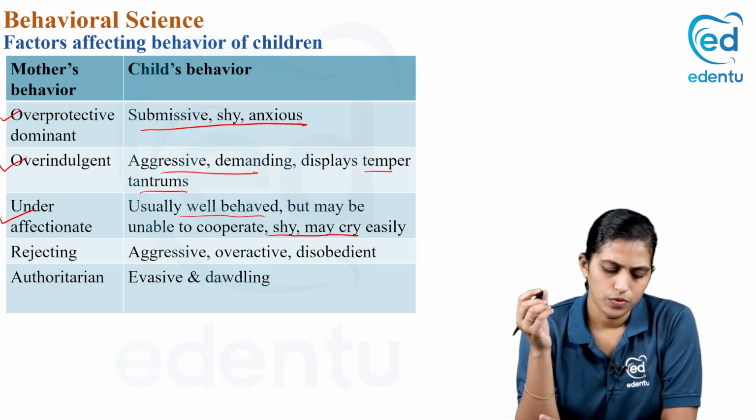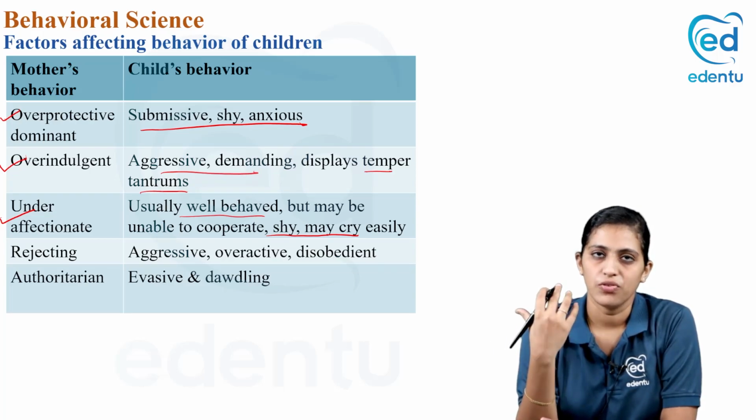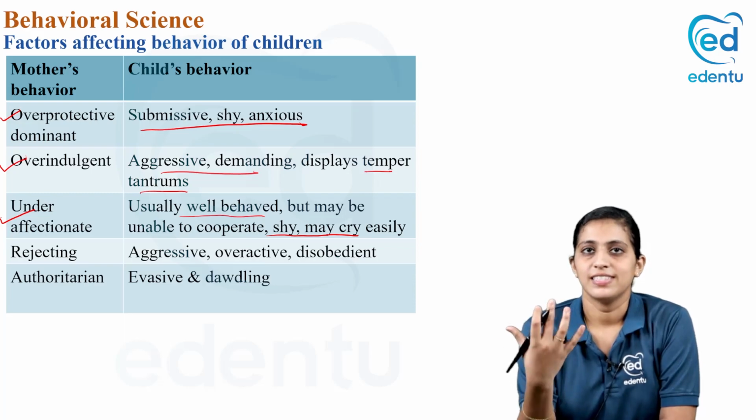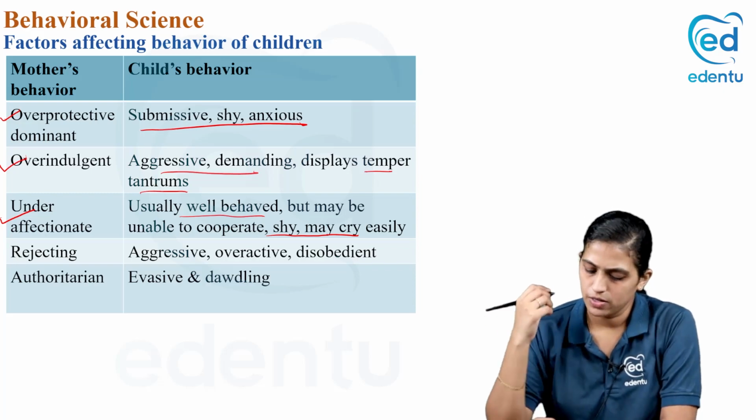So what we can do is, as dentists, we can show affection and love, and thus the child will start responding to us in the way we want. Next is the rejecting type of mother.